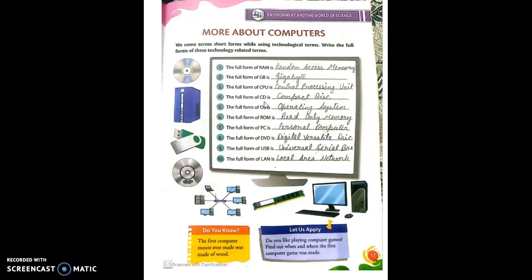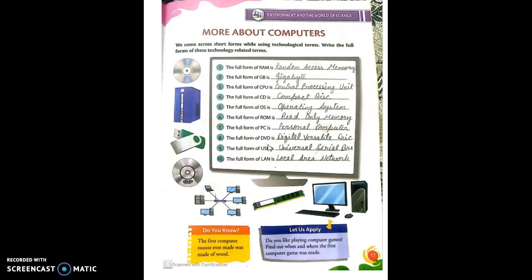The full form of CD is compact disc. The full form of OS is operating system. The full form of ROM is read only memory. The full form of PC is personal computer.